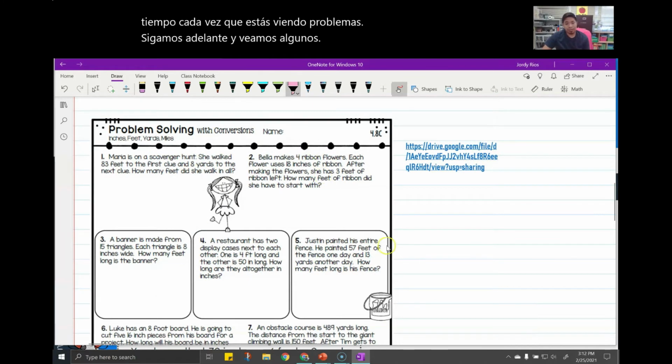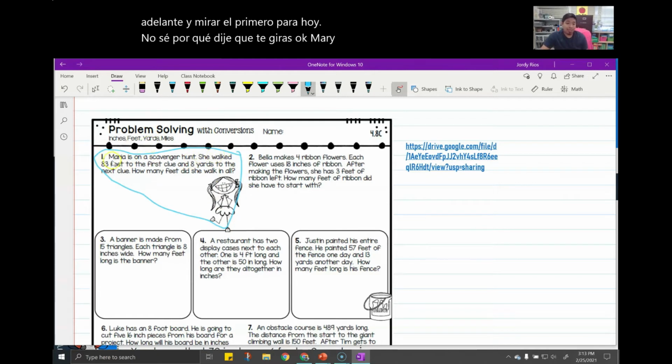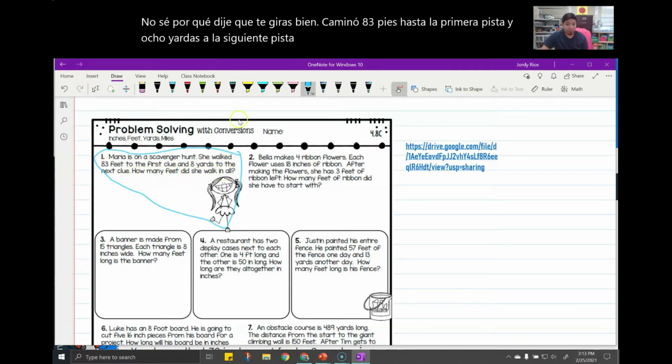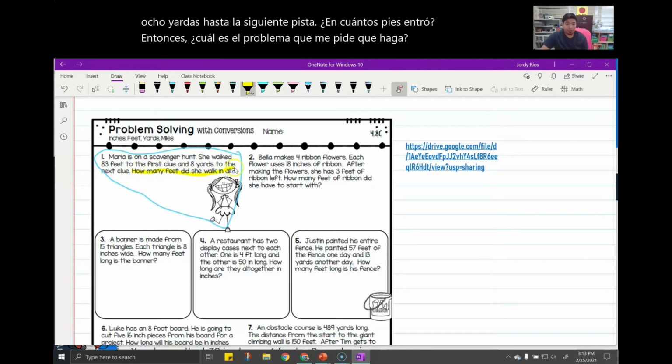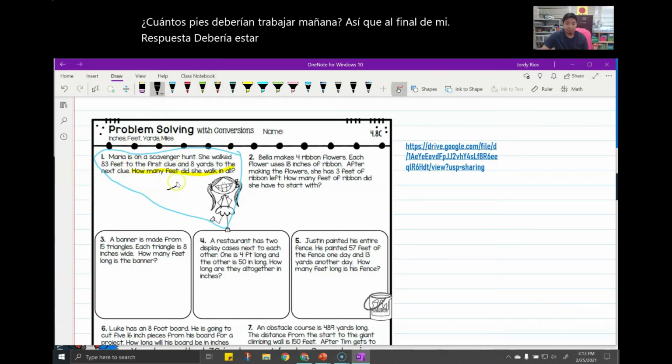So we're going to be doing this in Schoology or in class, and so let's just go ahead and look at the first one for today. Okay, Mary is on a scavenger hunt. She walked 83 feet to the first clue and 8 yards to the next clue. How many feet did she walk in all? So what is the problem asking me to do? How many feet she walked in all? So by the end of my answer, it should be in what unit of measurement? Feet. Good.